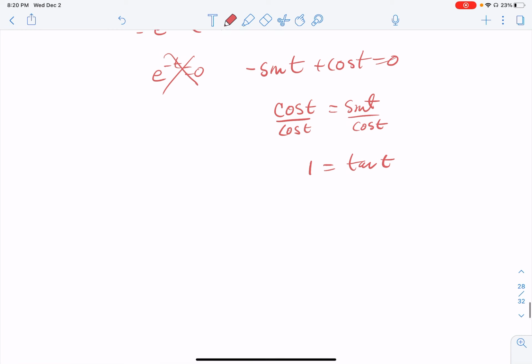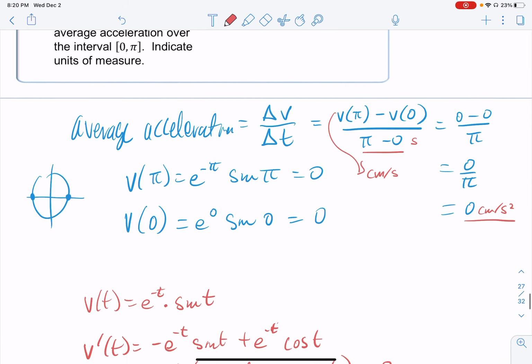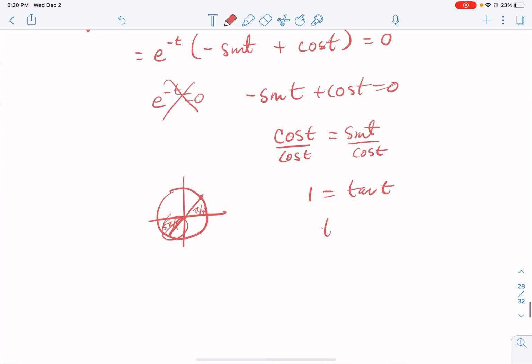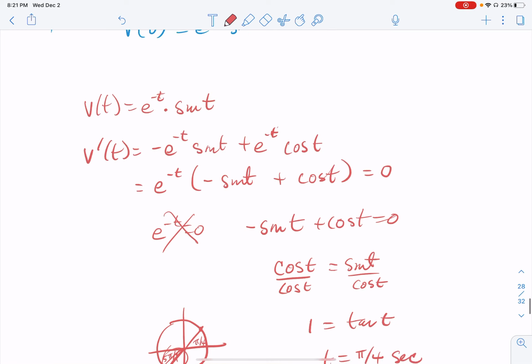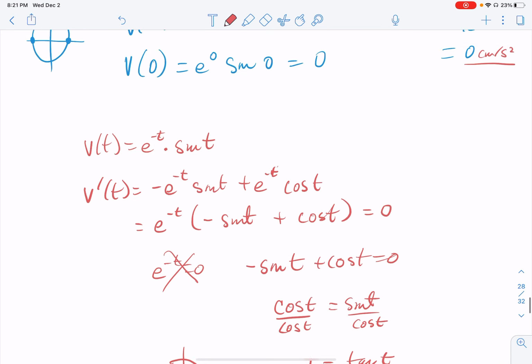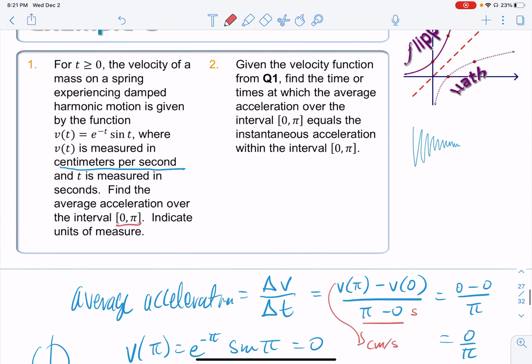Well, it's equal to 1 in a whole bunch of places. It's equal to 1 right here at pi over 4, but it's also equal over here at, let's see, this is 4/4, that'd be 5/4. We don't want that one. Why don't we want this one? Because it's out of the interval, which is supposed to be from 0 to pi. So it happens at t is equal to pi over 4 seconds. I think it was in seconds, wasn't it? Yes. Which is in our interval. As expected, as predicted by Rolle, Michel Rolle, way back when.